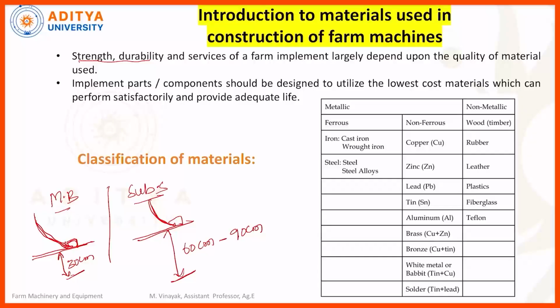Next, the implement parts and components should be designed utilizing the lowest cost of material which can perform satisfactorily and provide adequate life. So for the construction of farm machinery, the material cost should be minimum. That is the main thing the manufacturer needs to consider before going to the design or the fabrication of the farm machinery.